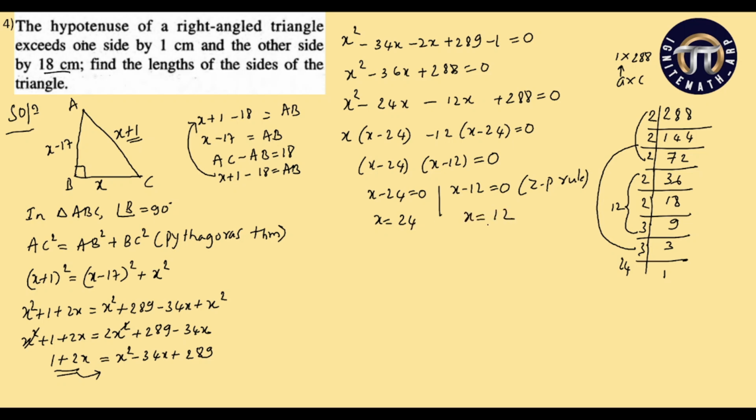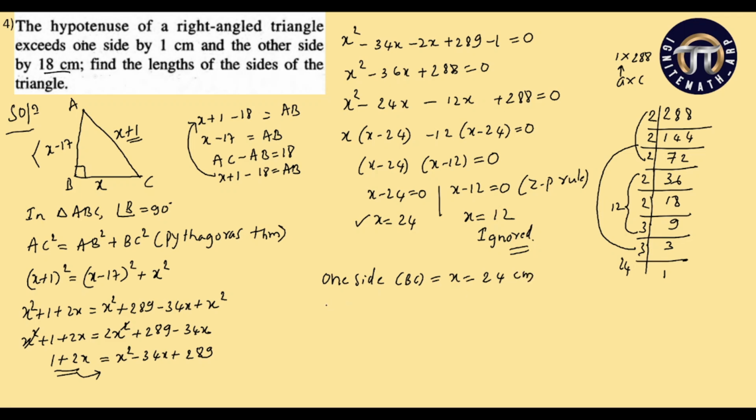I'll get both of them are positive, but x equal to 12 is ignored. Can you tell me why it is ignored? Because if I find out AB, x minus 17, it will be minus 5, it will be negative, side of the triangle cannot be negative, so I will go ahead with the x equal to 24. So therefore I can write, so one side, that is BC, what I have taken in the figure, is equal to x is equal to 24 centimeter.